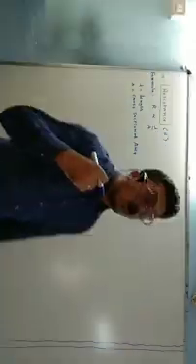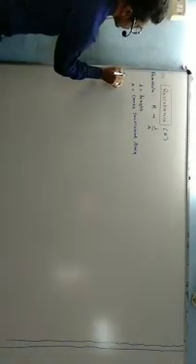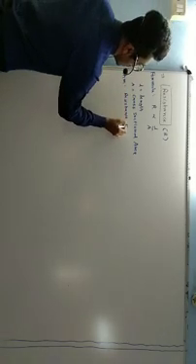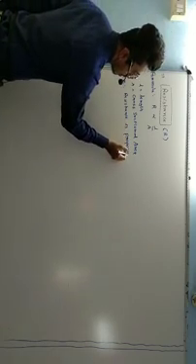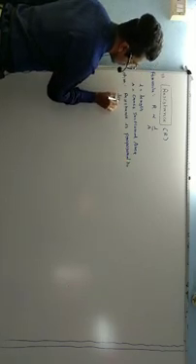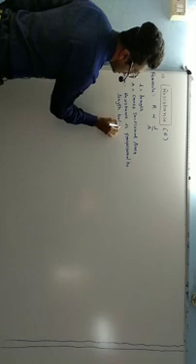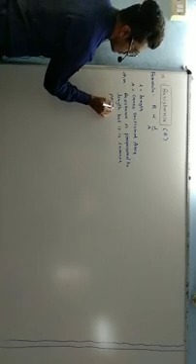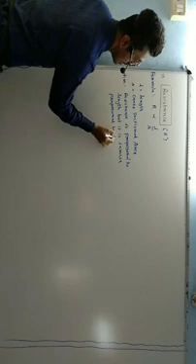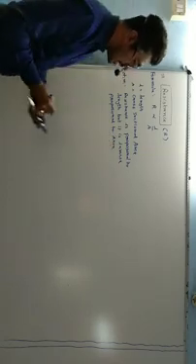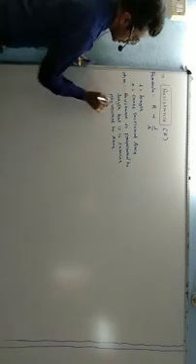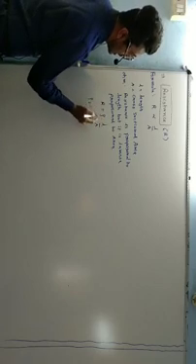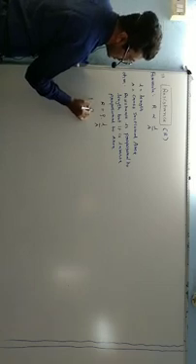This rule is given by Ohm. So the rule is Ohm's rule: resistance is proportional to length, but it is inversely proportional to area. So R is proportional to L by A. If we remove the proportional to symbol, R is equal to rho into L by A. Rho is the proportionality constant. It is known as resistivity.